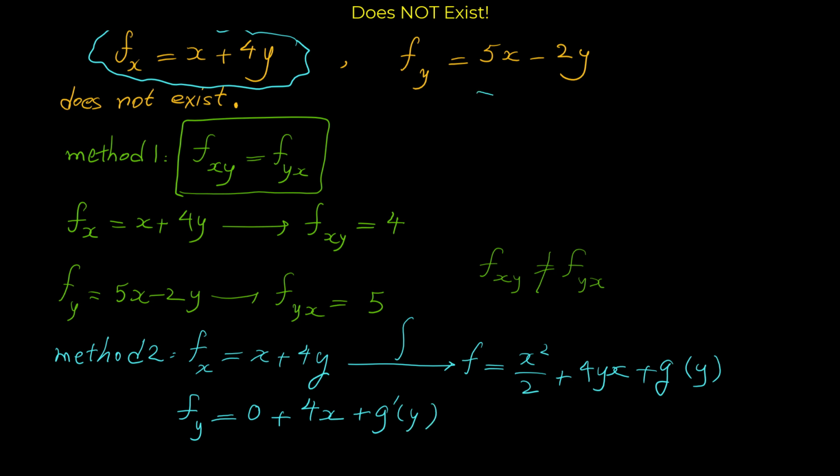Now compare this answer with this expression. g prime of y can be this, because it's in terms of y. But 4x here we have, but there it is 5x. So this cannot be equal to that, because this is 4x, but that is 5x. This means that this is a contradiction, because we took the derivative of f with respect to y and got a different answer than the answer that we expected to get. fy, the partial derivative of f with respect to y, in the question is given as 5x minus something, but this is 4x plus something. So this is a contradiction, and this is another method to show that such a function f cannot exist.